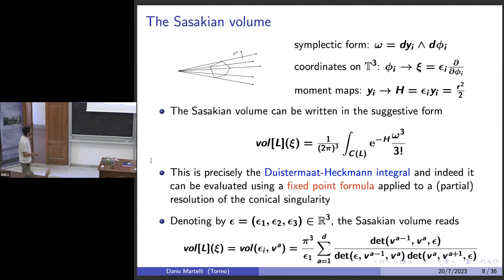v_a. Oh, sorry. Yeah, good question. Sorry, I forgot to mention the notation. These are vectors in R3. You put them in three rows or three columns, whatever you want, and you take the determinant of the 3x3 matrix. It's an index that runs between 1 and d, and this runs over all these facets of the cone. So I will typically denote by little d the number of these edges of the polytope, if you are in these dimensions, at least. In general, it's the number of the facets.